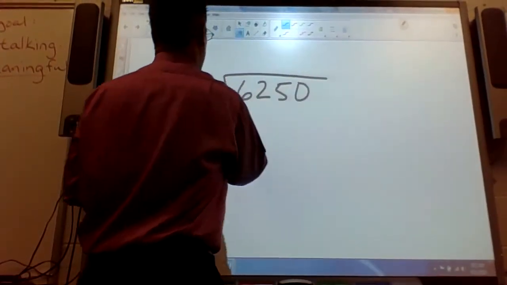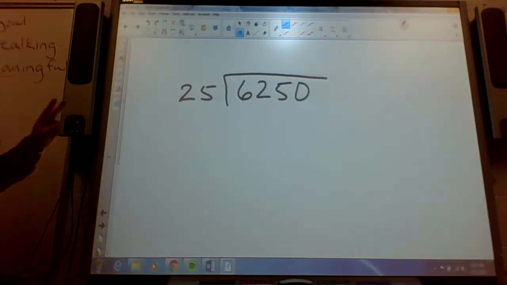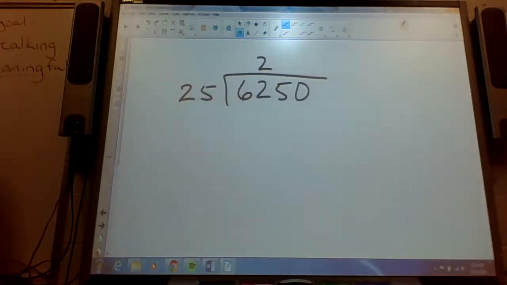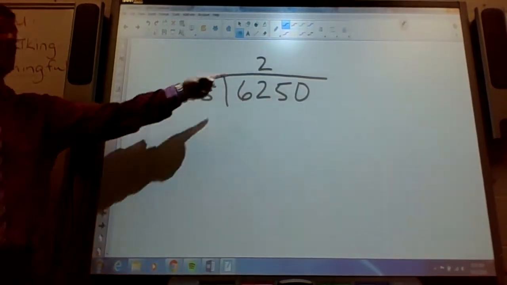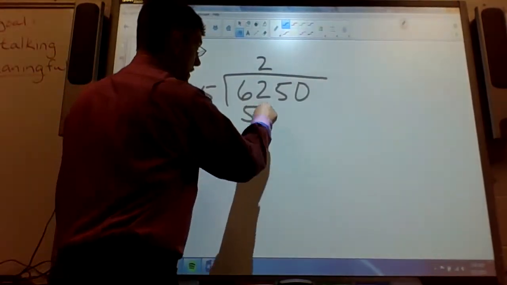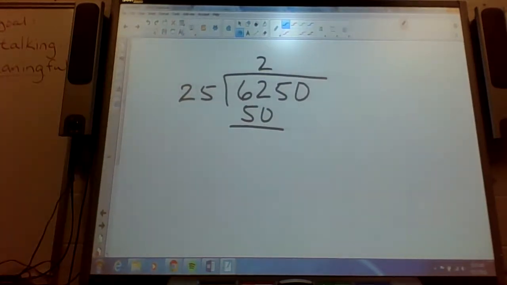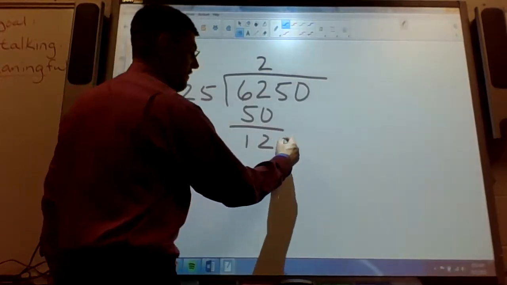6250 divided by 25. I want to know how many times 25 goes into 62. 2 times, right? Put the 2 over the 2 because I'm going into 62. Now I take the 2 times 25, and I get 50. I subtract these, and I get 12, and I carry down the 5.